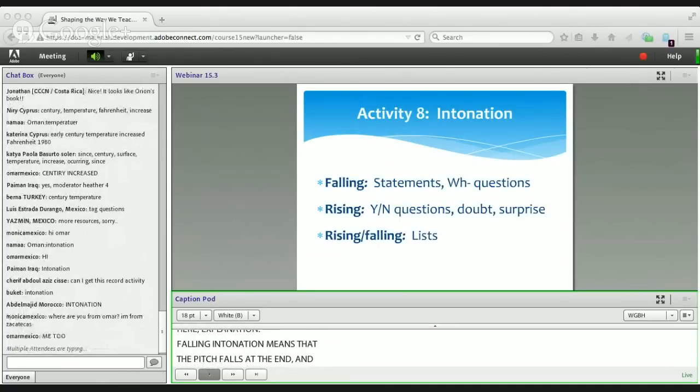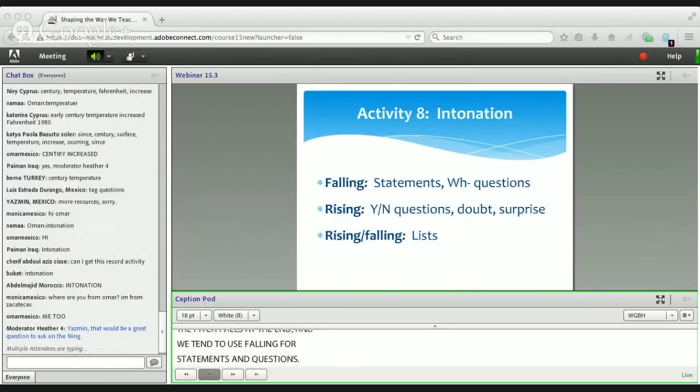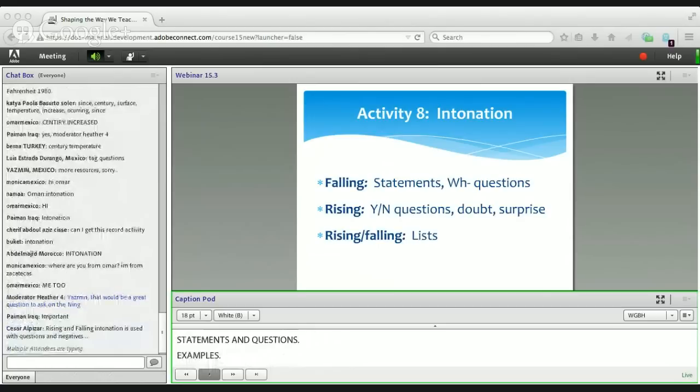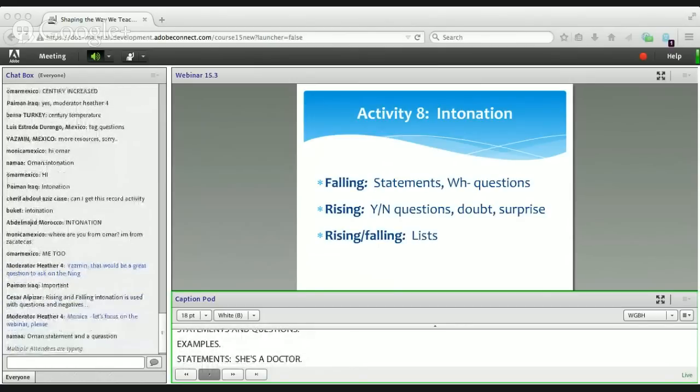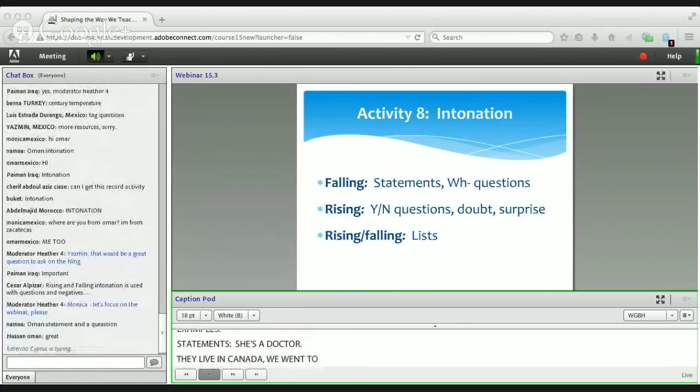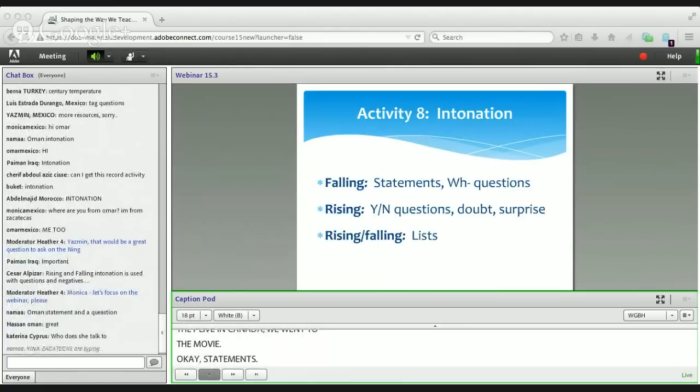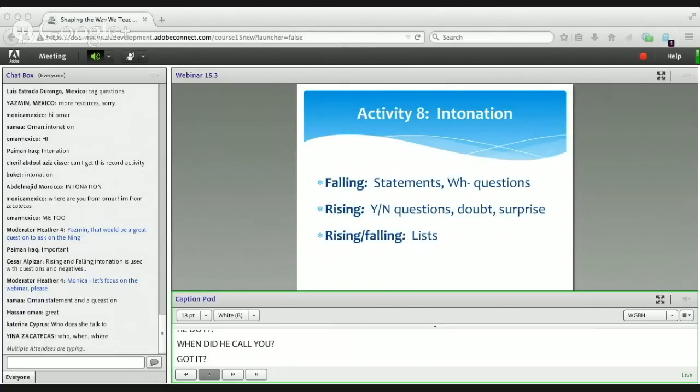Statement: she's a doctor. They live in Canada. We went to the movie. Okay, statements. WH questions: where do you live? Why did you go there? How did he do it? When did he call you? Got it? So in general, basic intonation for falling is statements and WH questions.